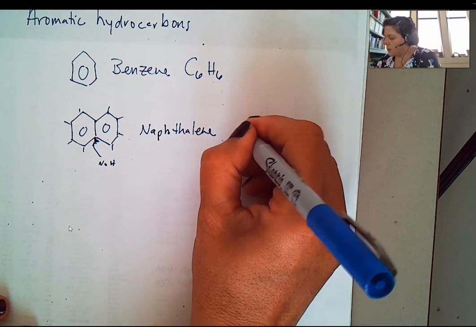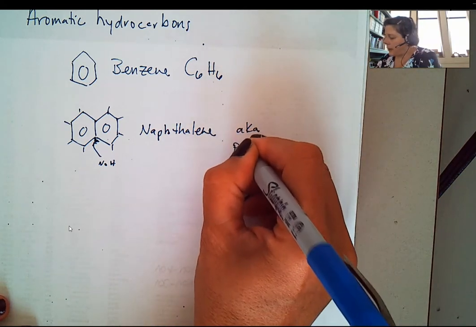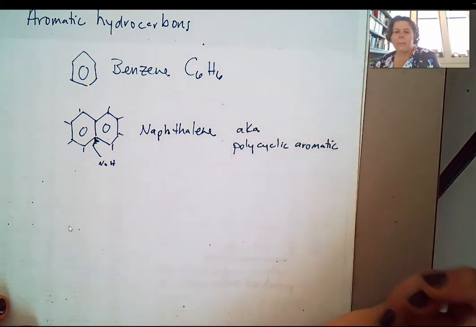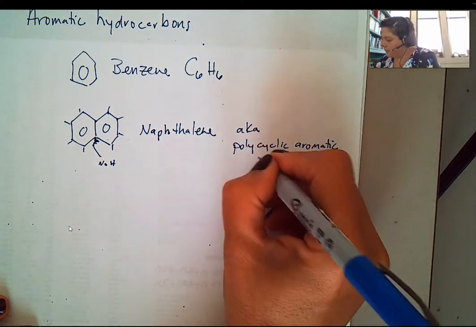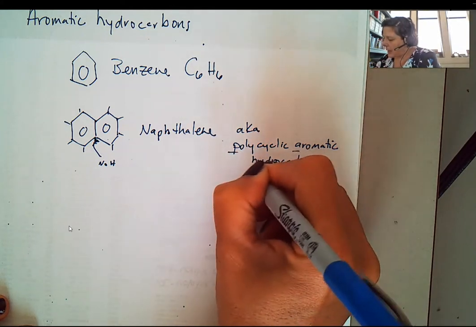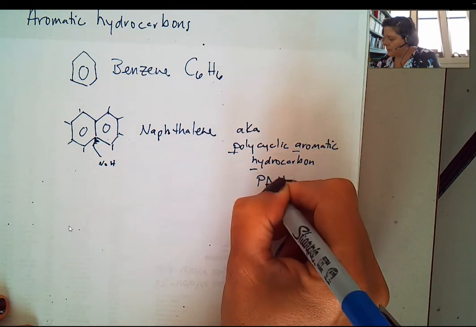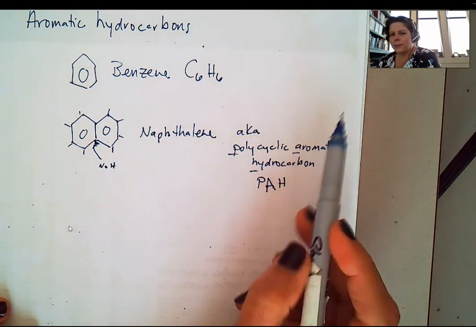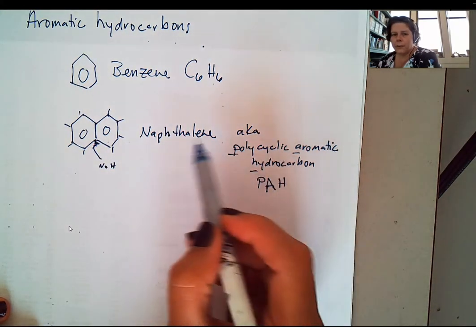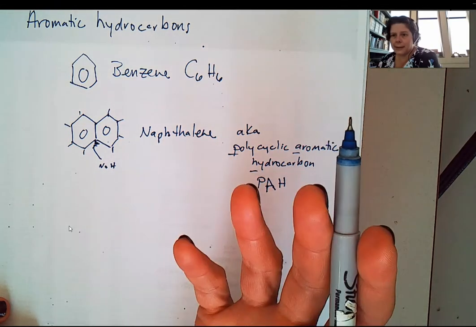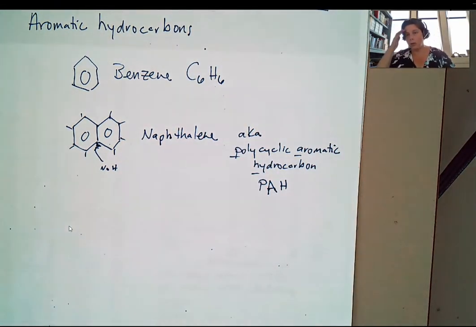Naphthalene is also known as a polycyclic aromatic hydrocarbon, or PAH. Because it's an aromatic hydrocarbon, there are multiple rings stuck together. Now, a PAH is not just naphthalene. Naphthalene is just an example of a PAH. There are many others where you have multiple aromatic rings come together.